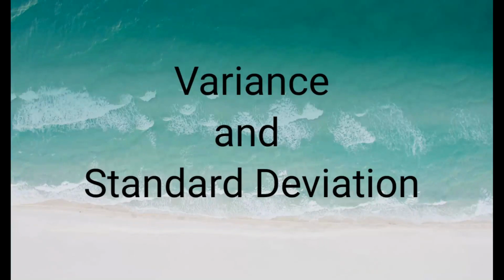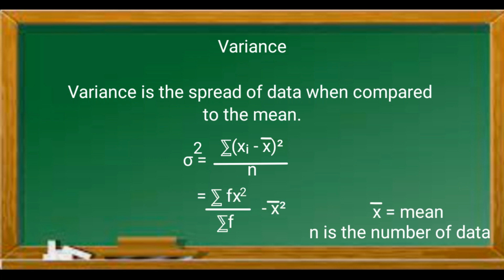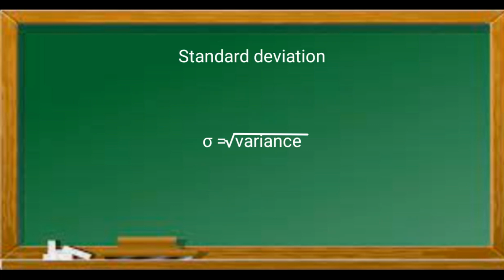Today we are going to learn how to calculate variance and standard deviation. Variance is the spread of data when compared to the mean. It can be calculated by the sum of the data minus the mean, squared, all over the number of data, or the sum of f multiplied by x squared all over the sum of f, minus the mean squared. Standard deviation is found by finding the square root of the variance.